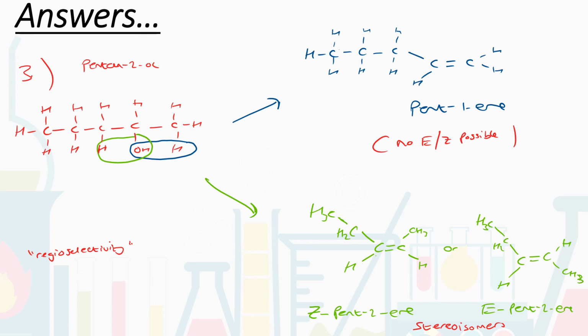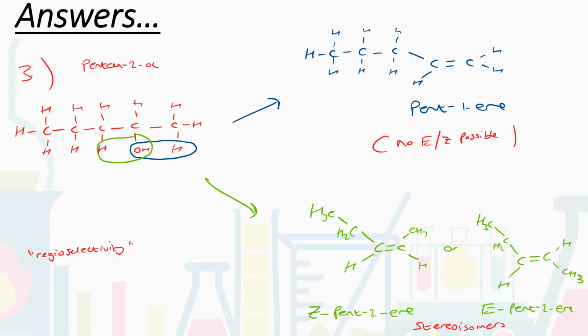Or we could dehydrate using the hydrogen atom that's on the left of the OH group, circled in green. Our double bond now ends up being more towards the middle of the chain, and so we have pent-2-ene. But because we now have two heavier groups, this CH2CH3 group and a CH3 group, we can have EZ isomerization. And if you're not happy with EZ isomerization, I'd recommend you watch my alkene set of videos.